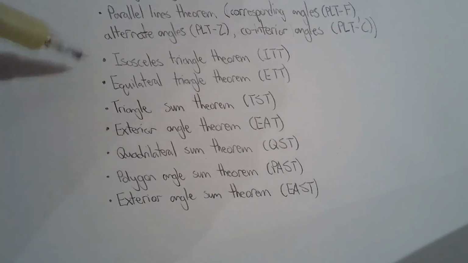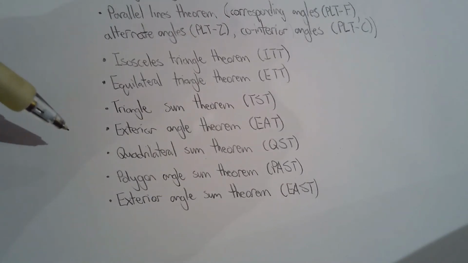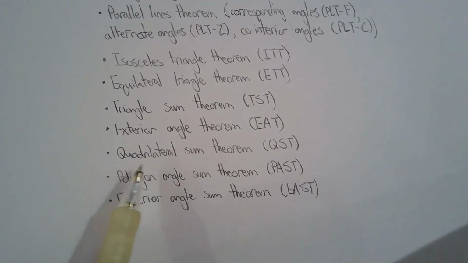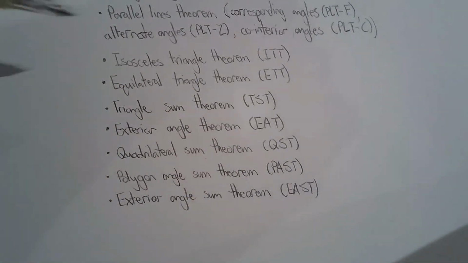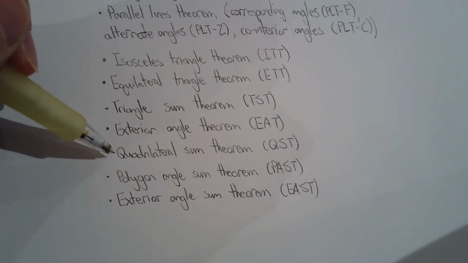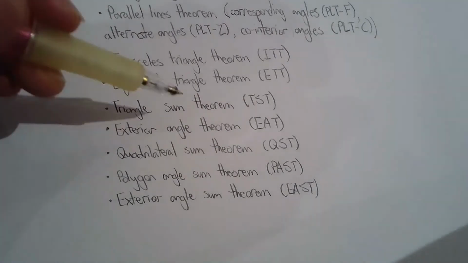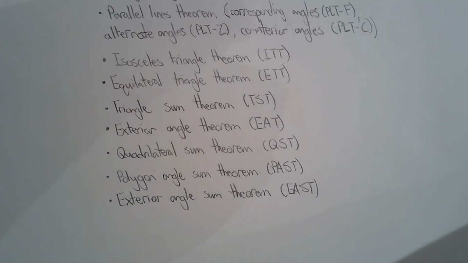And for all of these, we had proofs for these theorems. So you can go back to lessons and look at why they are. For example, the quadrilateral sum theorem. Why do the interior angles of a quadrilateral add up to 360? It's because you can split a quadrilateral into two triangles, and you'll see that the interior angles do indeed add up to 360 degrees.